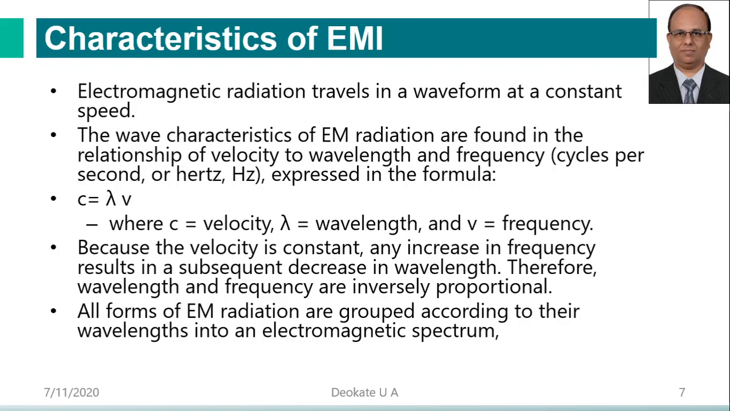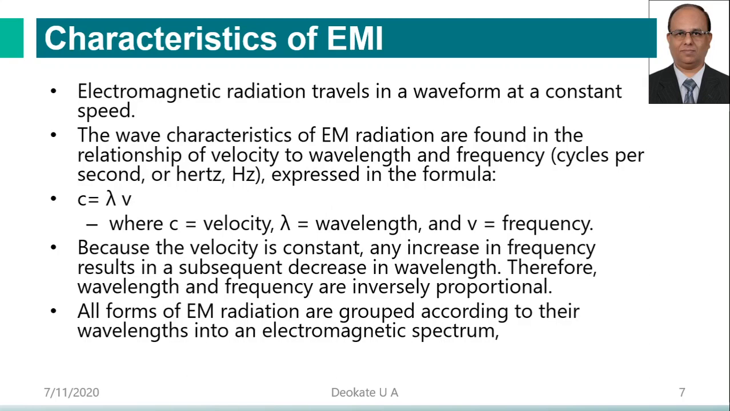Frequency, that is cycles per second, is measured in hertz, expressed in the formula c equals lambda times v, where c is the velocity of light, lambda is the wavelength of radiation, and v is the frequency. Because the velocity is constant, any increase in frequency results in a subsequent decrease in wavelength. Therefore, wavelength and frequency are inversely proportional. So as the wavelength increases, frequency decreases.